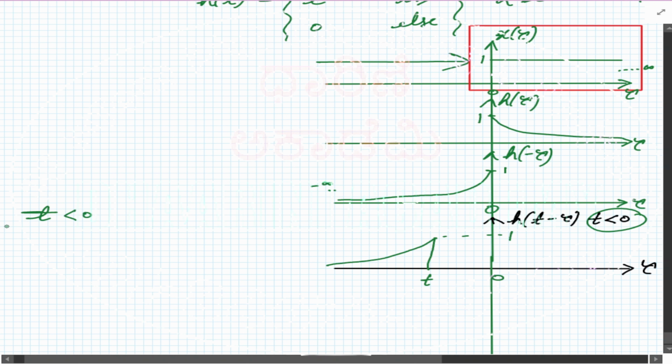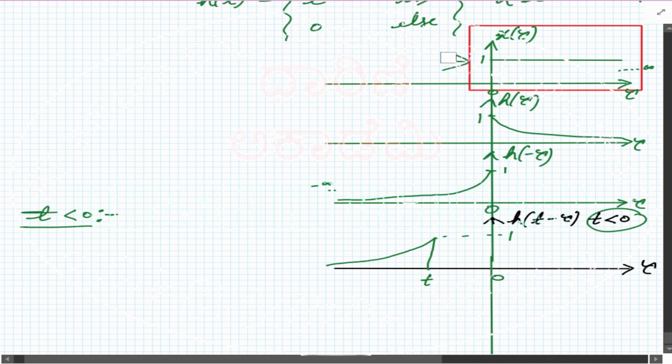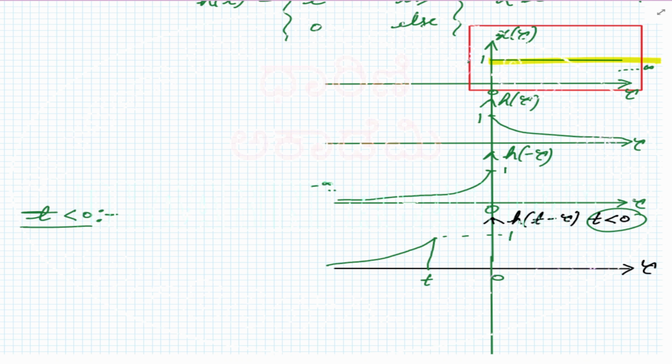The partition varies from problem to problem, but in this case I can see that when t is less than 0, my statement goes like this: there is no overlapping between x of tau and h of tau. Why? Because x of tau is on the right hand side, whereas my h of tau is completely present on the left hand side. There is nothing overlapping. No overlap means there is no product. So because of that, the convolution result is equal to 0.